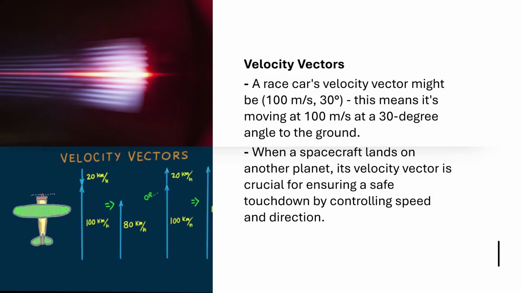Velocity vectors: vectors describing the rate of change of position vectors, combining speed and direction information into a single vector. In a dynamic context, we apply velocity vectors to describe the movement of an object in dynamic scenarios. For example, when a spacecraft lands on another planet, its velocity vector is crucial for ensuring a safe touchdown by controlling speed and direction.